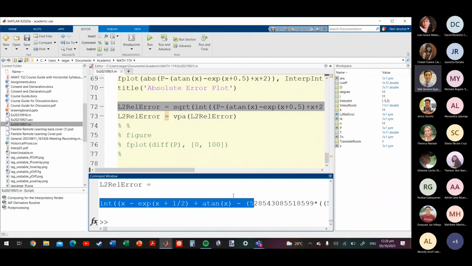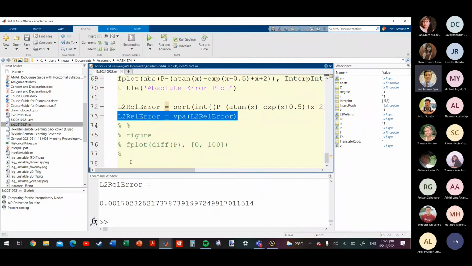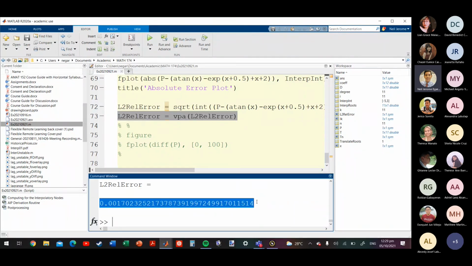Pero kung hindi kayang i-compute ni MATLAB yung actual symbolic integral, it can find a numerical approximation to the integrals involved by using the VPA command. That's why in line 73, I have L2 relative error to be the VPA of the previously computed L2 relative error. Hindi nga lang na-compute ni MATLAB explicitly saan siya equal, pero pwede kong ipa-numerically approximate kay MATLAB ano yung L2 relative error using the VPA command. And if I run this, I'll get this. This is the L2 relative error.